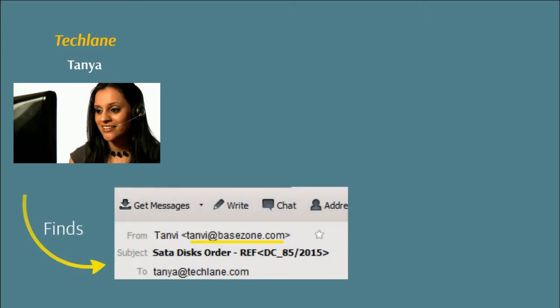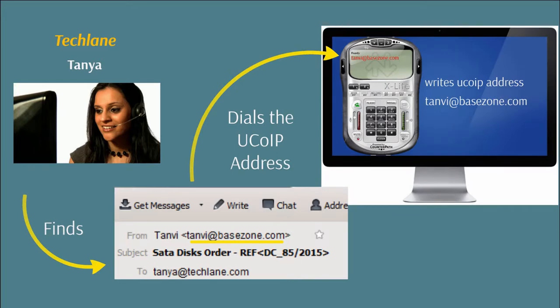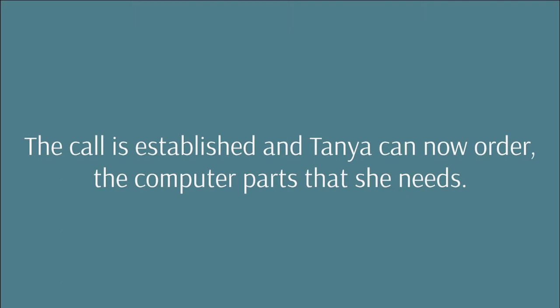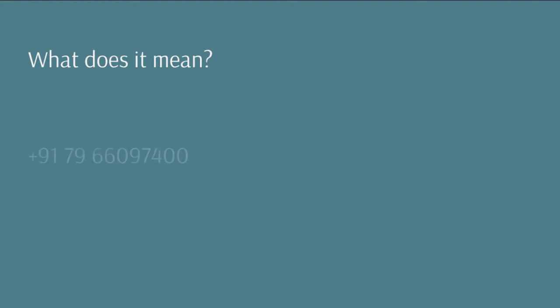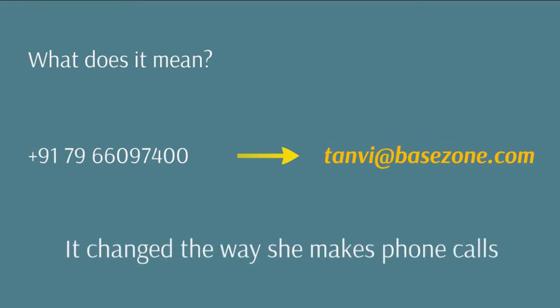and finds it. Because both TechLane and Base Zone companies have a UCOIP system in place, Tanya goes to her soft phone and dials Tanvi's UCOIP address. The call is established and Tanya can now order the computer parts she needs. What does it mean? It means that, instead of a number, Tanya called the UCOIP address, commonly known as the email address. And this process was so easy for her that she began to make all her phone calls this way, since most of her company contacts have implemented a UCOIP system.